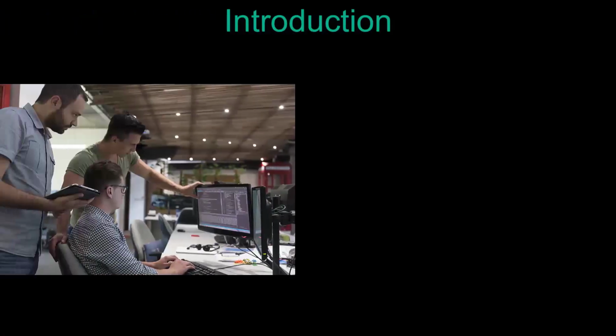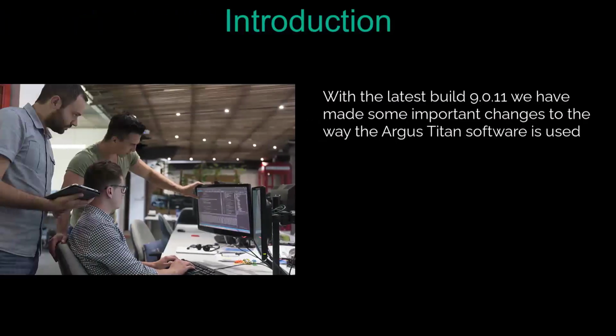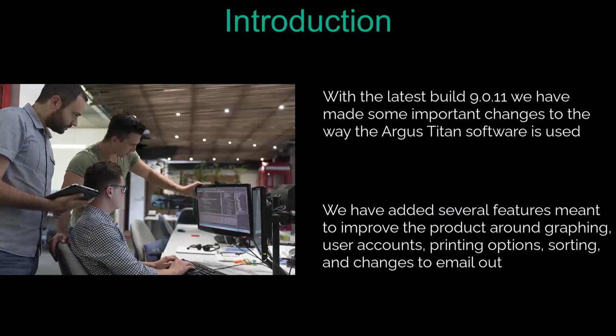Introduction. With the latest build 9.0.11, we've made important changes to the way the Argus Titan software is used and added several features meant to improve the product around graphing, user accounts, printing options, sorting, and changes to email out address formats.